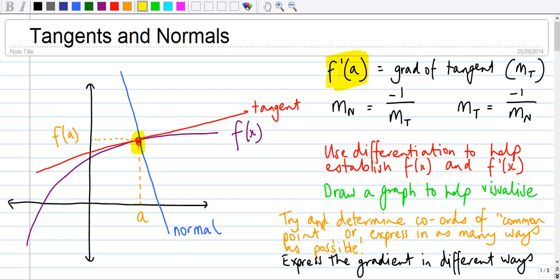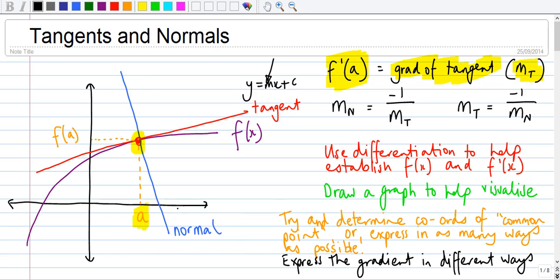If I was to differentiate f(x) and sub in this x value a, that would give me the gradient of the purple line at x equals a. It would be the same as the gradient of the tangent, which notation-wise we sometimes call mt, gradient of the tangent. So the tangent is a straight line. Its equation is y equals mx plus c. So this gradient here is the gradient we're talking about.